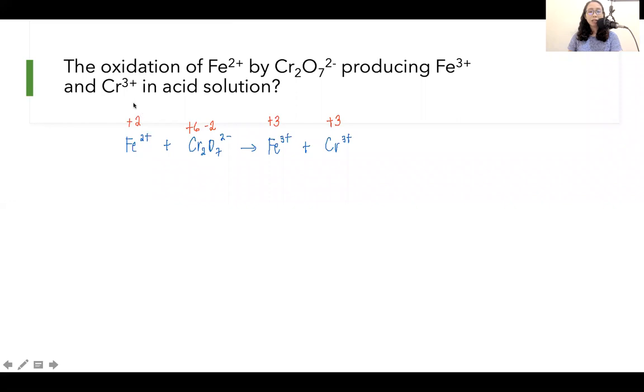Looking at iron, we see here on the reactant side, it has an oxidation number of +2. In the product side, it has an oxidation number of +3. So there is an increase in its oxidation number. An increase in oxidation number means that iron 2 underwent oxidation.